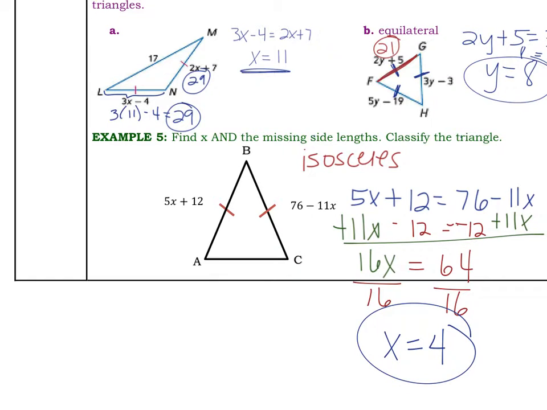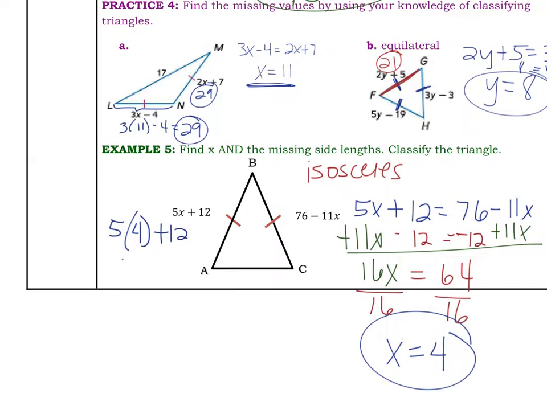Because it says find x. What else does it tell me to do? Find the missing side length. So what do I do with that? Just plug it in. Does it matter which one I plug it into? Which side? Either way they're going to be the same. So I would just do 5 times 4 is 20 plus 12. What is each side length going to be? 32. It doesn't really give me any units. If it said some kind of measurement there, then I would put that.